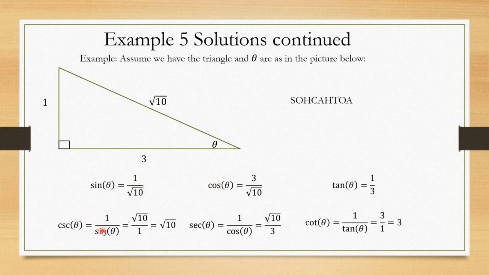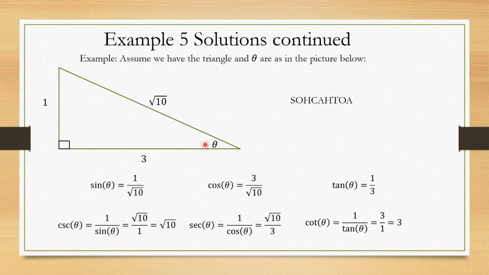Cosecant we know is 1 over sine. So since sine is a fraction, we just flip it. 1 over means you flip it, you invert it, so you get this. And that's the same thing as just radical 10. Anything over 1 is itself.